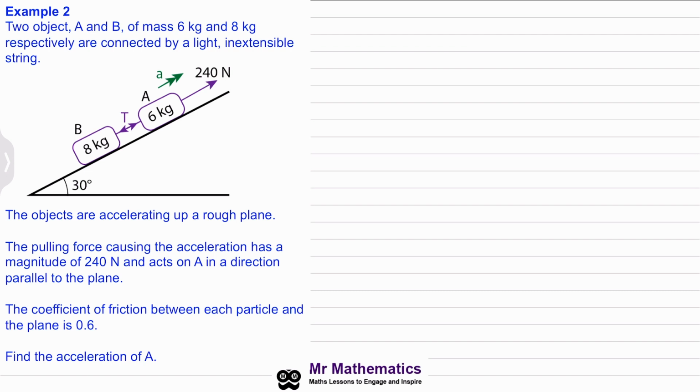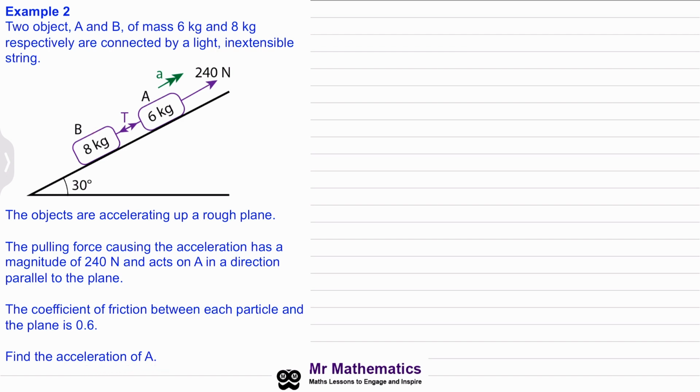In example 2, we're told that two objects, A and B, of mass 6 kilograms and 8 kilograms, are respectively connected by a light inextensible string. The objects are accelerating up a rough plane, and the pulling force causing the acceleration has a magnitude of 240 newtons, and acts on A in a direction parallel to the plane. The coefficient of friction between each particle and the plane is 0.6. We've been asked to find the acceleration of A.